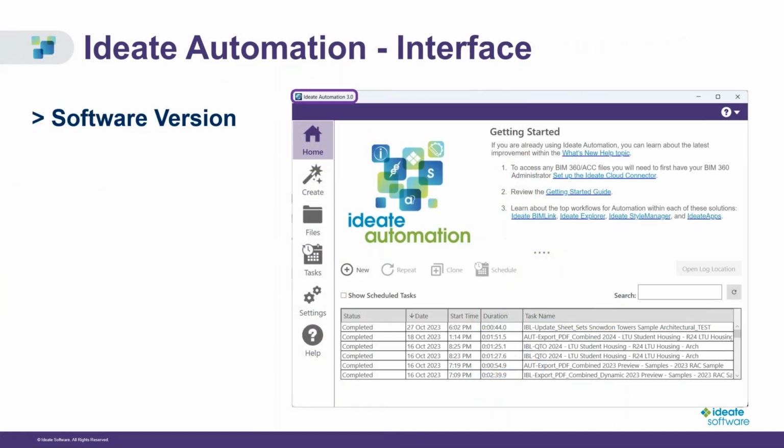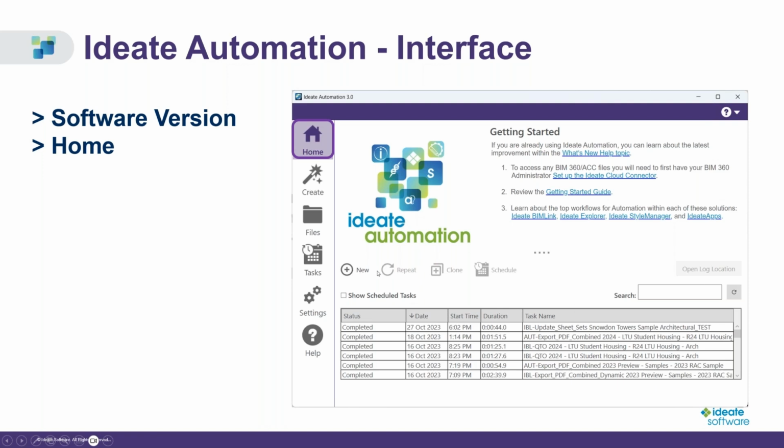This is what the UI looks like. So we have the software version. We're at 3.3 right now. Then this is what the homepage looks like. It basically has a getting started guide at the top, and this might be collapsed here in the latest release. You can easily drag it down to see what it is. And it has what's new, help topics, the getting started guide, or setting up your Ideate Cloud Connector, which I'm going to talk briefly about.